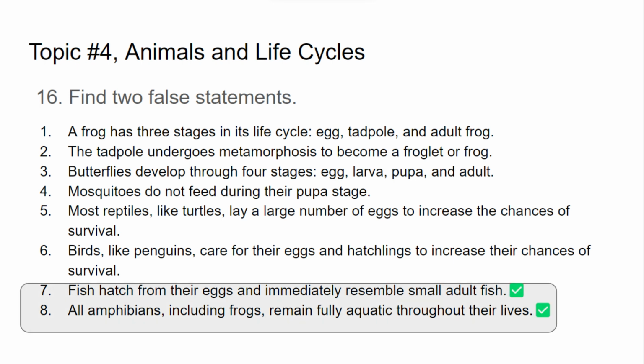Statement 1 is true. 2 is true. 3 is true. 4 is true. 5 is true. 6 is true. 7 is false. The newly hatched fish larva is very different from the adult fish. It has no mouth, gut, vent, gills, etc. But give it time and a juvenile will resemble an adult. 8 is false. A frog spends time on land as well.